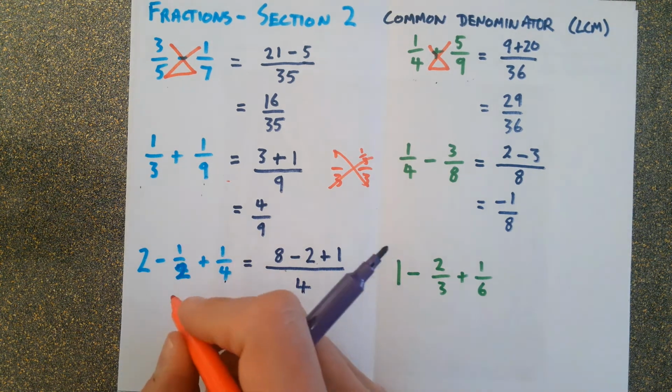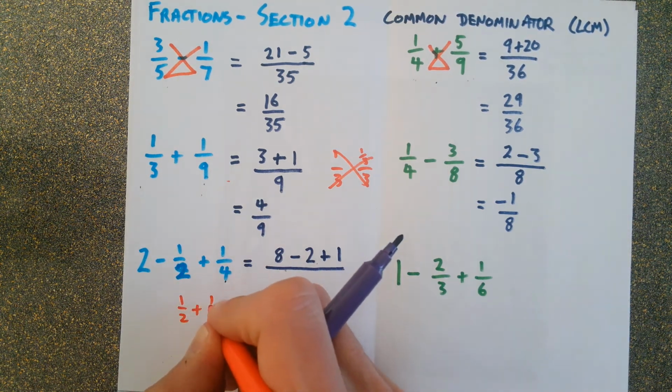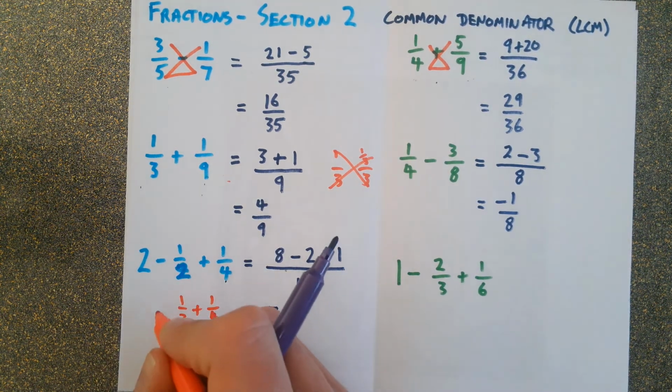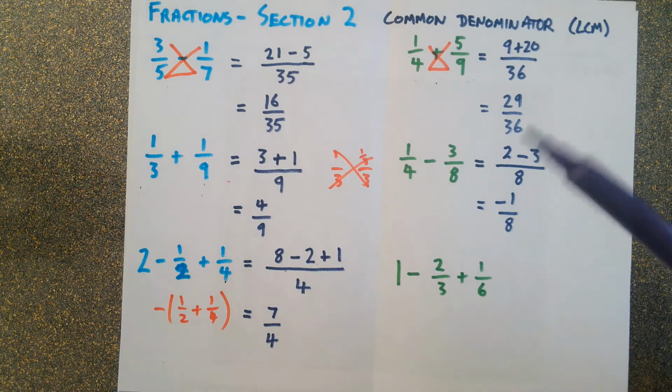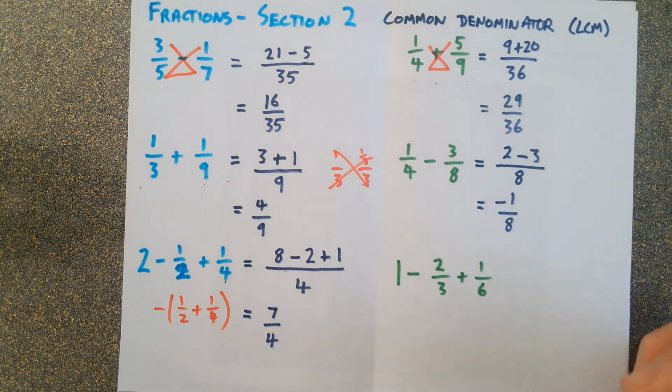And even though you might be able to do 8 minus 2 plus 1, it's tempting sometimes to look at this and say, oh, well, I'll do the half plus a quarter bit first, and then I'll take it from 2. But that's wrong, because you've just done that, which is not the same as that without the brackets. So, again, the easiest way to avoid it is think common denominator. Have a go at this one.